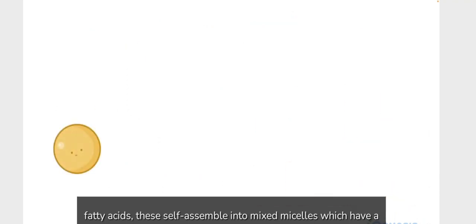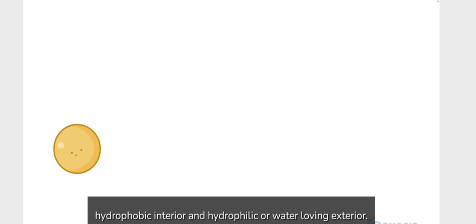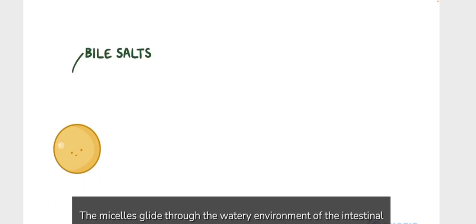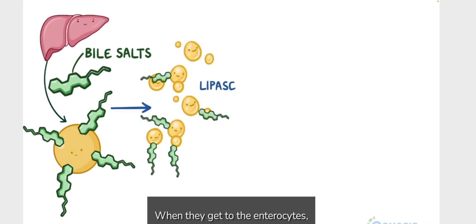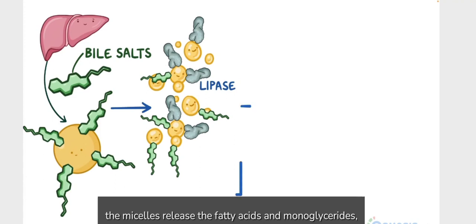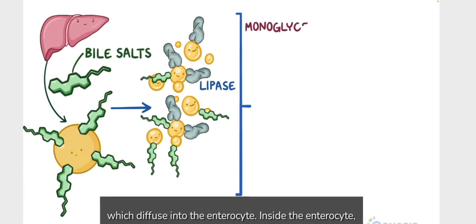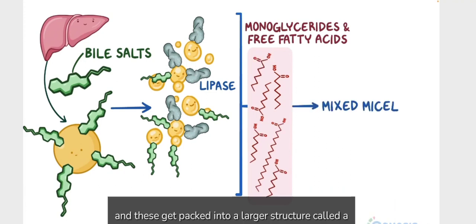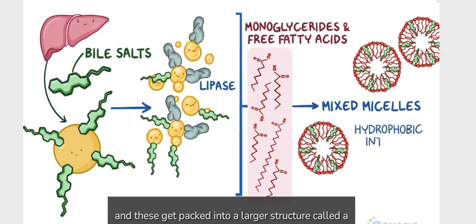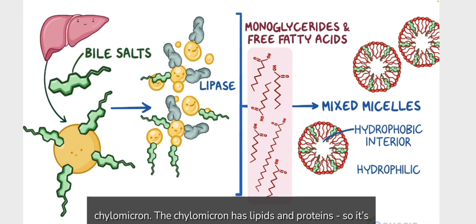But working on the surface of a globule is inefficient. So to speed things up, bile salts produced by the liver break the large fat droplet into smaller droplets, which increases the surface area for the lipases to work. Once the triglycerides are broken down into monoglycerides and free fatty acids, these self-assemble into mixed micelles, which have a hydrophobic interior and a hydrophilic or water-loving exterior.